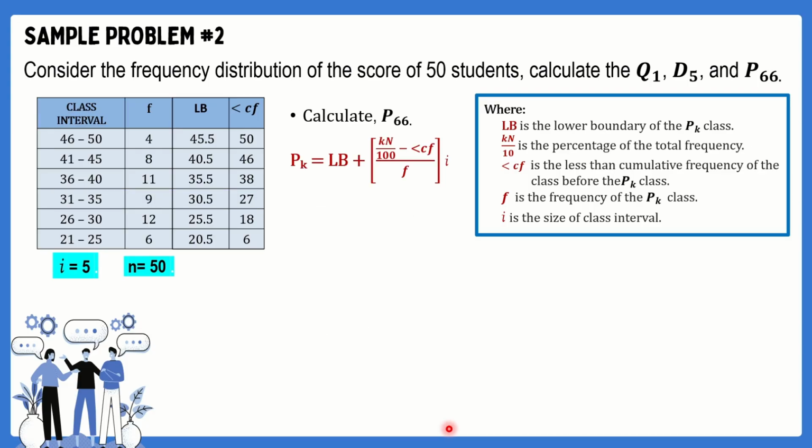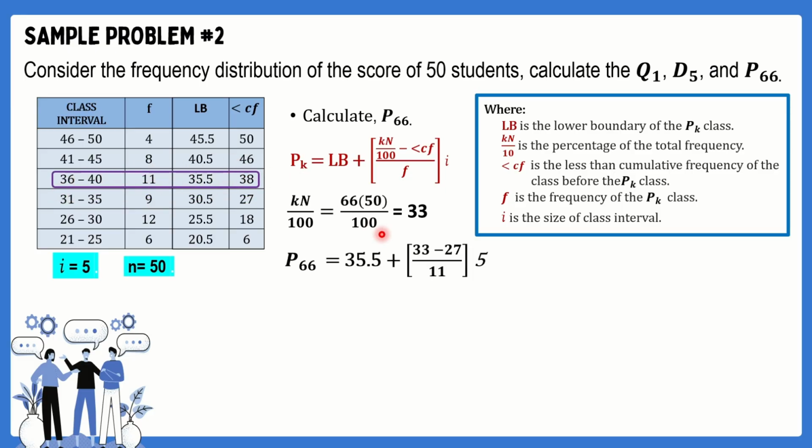So lastly, we have the percentile 66. To calculate percentile 66, we're going to use the formula P sub k is equal to LB plus kn over 100 minus less than cumulative frequency, over frequency, times class interval. So let's calculate this first. We have k, 66, times n, 50, over 100, which is equal to 33. So where does 33 belong? It does not belong to a class, so we will get the data for substituting.